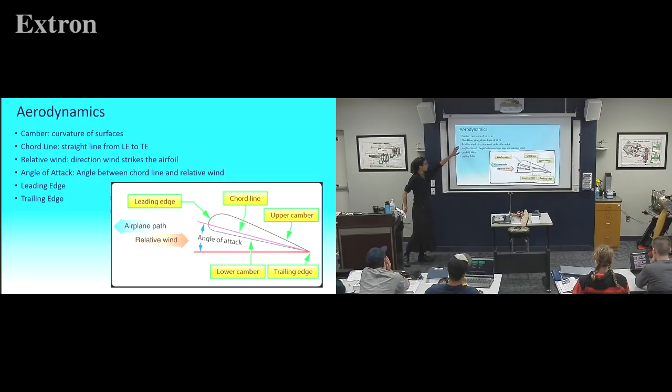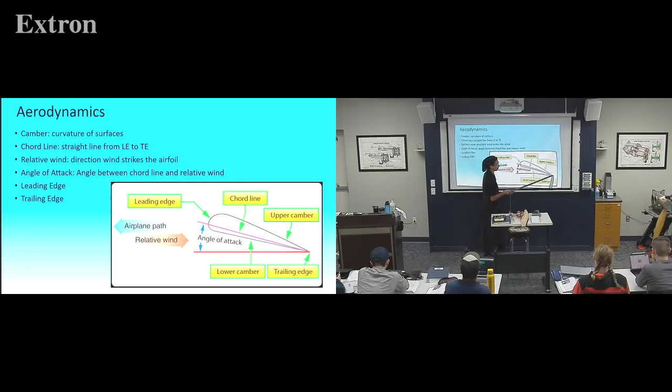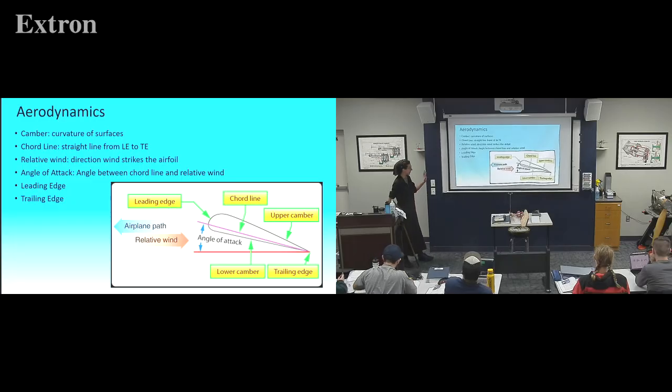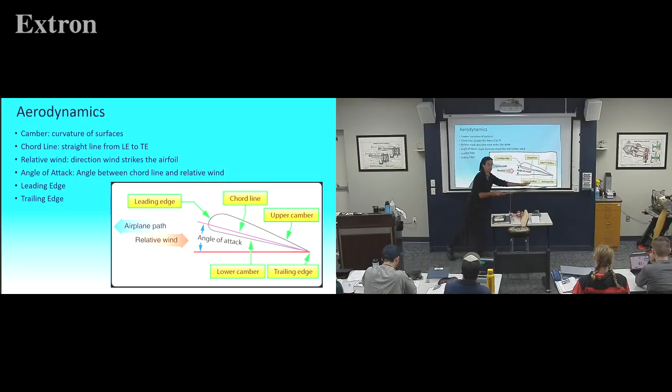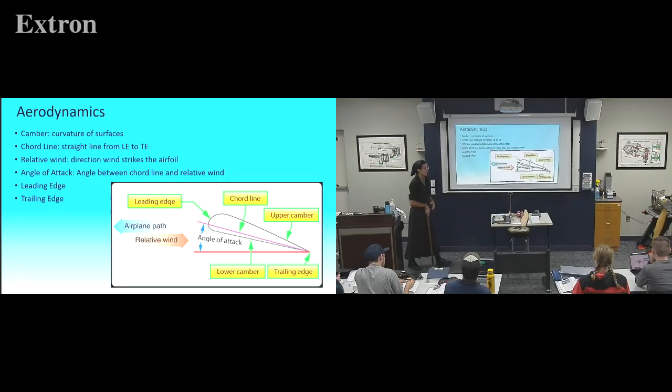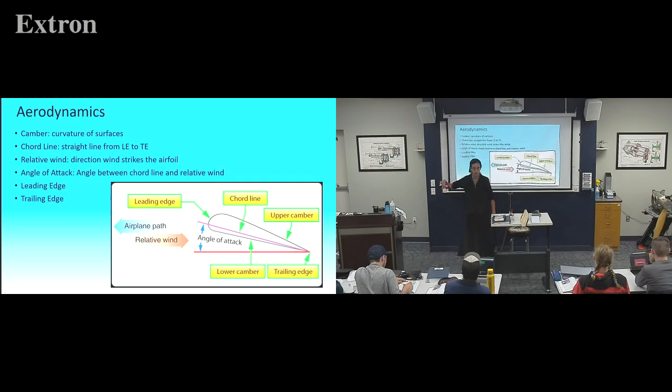We already talked about chord line. It goes from the leading edge, which is the forward edge of the wing, straight through to the trailing edge. And then relative wind is the wind coming at our wing. If I was flying along in my airplane, oh wait, let me go to the next one. So then angle of attack, we already talked about, is the angle between the chord line and the relative wind.